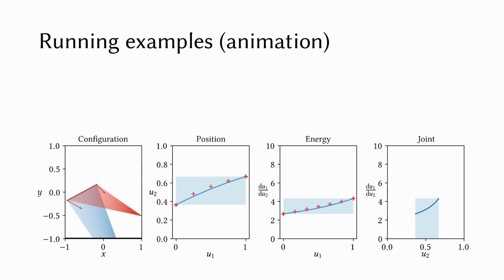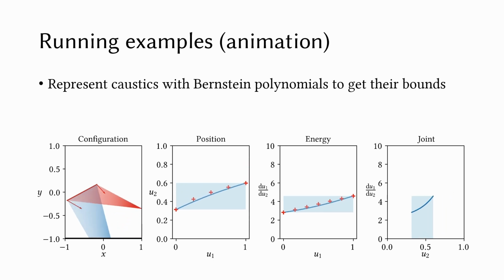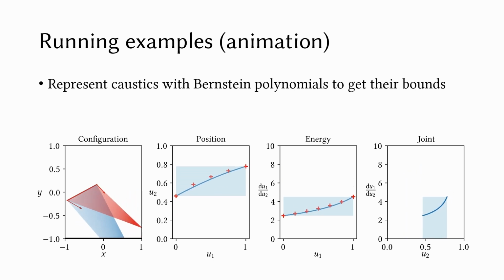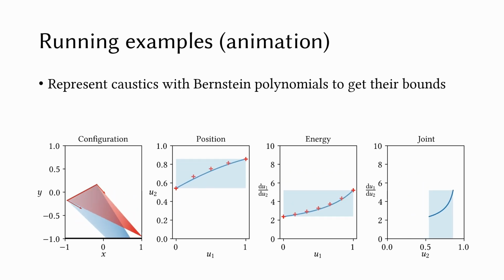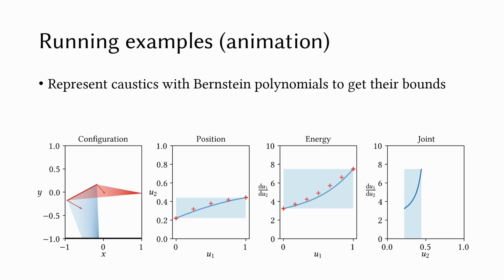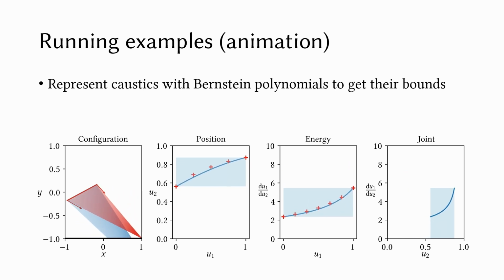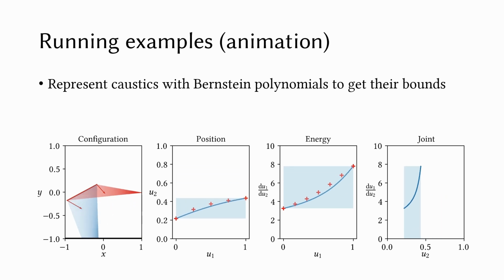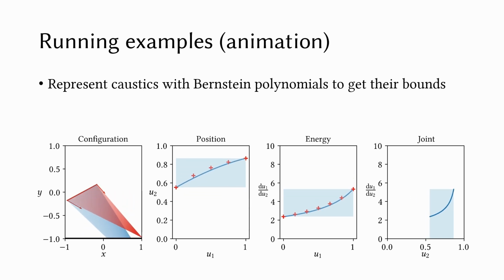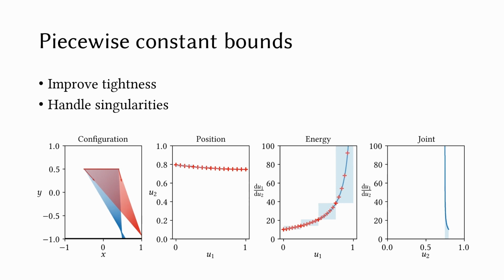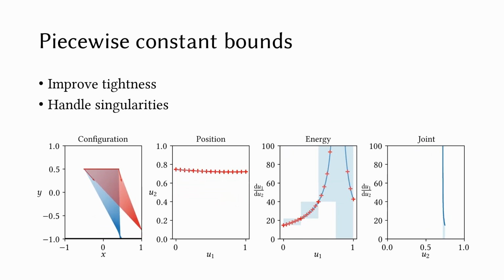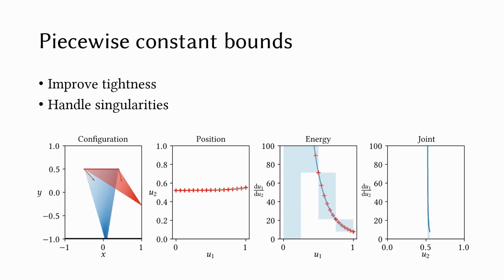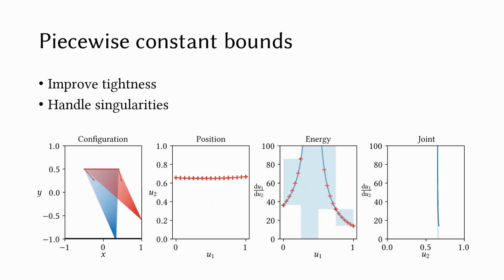We can just represent the caustics, or more accurately, the rational mappings with the Bernstein polynomial basis to get their bounds. Here we show the rational functions as the blue curves, while the red dots represent their coefficients. We draw our computed bounds as the shaded blue regions. To improve tightness and handle singularities, we sometimes need to perform some domain subdivisions to compute the piecewise constant bounds.